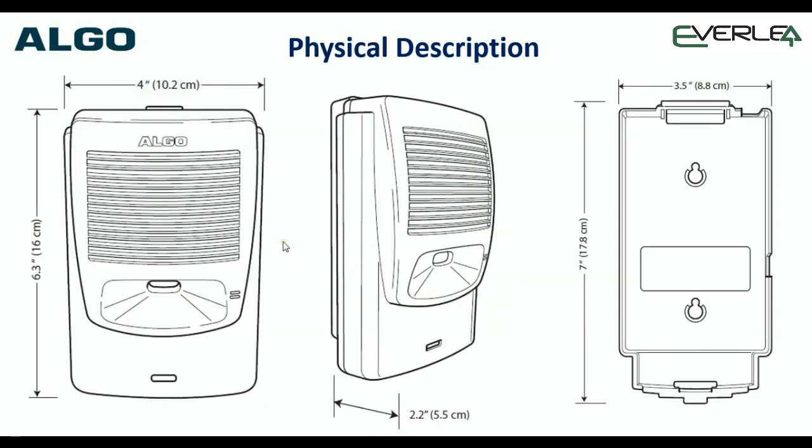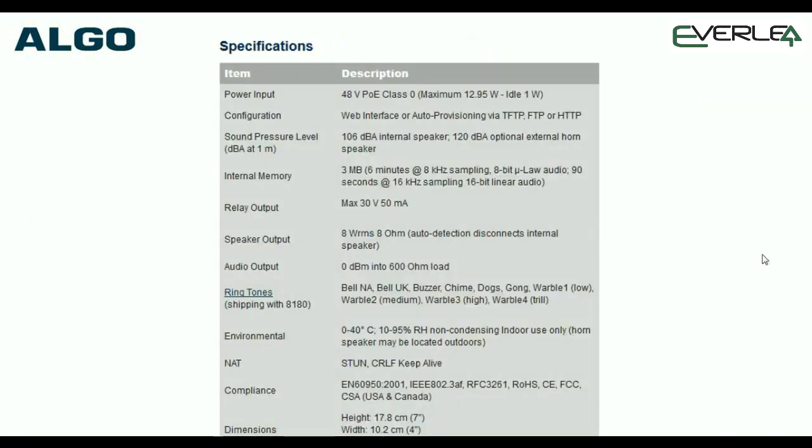As for the physical dimensions, it's not a huge footprint at all, so it's pretty unobtrusive. It's 16 centimeters high by 10 centimeters wide, and at this point here, it's 5.5 centimeters at the widest point. And there's the footprint of the bracket. Pretty straightforward.